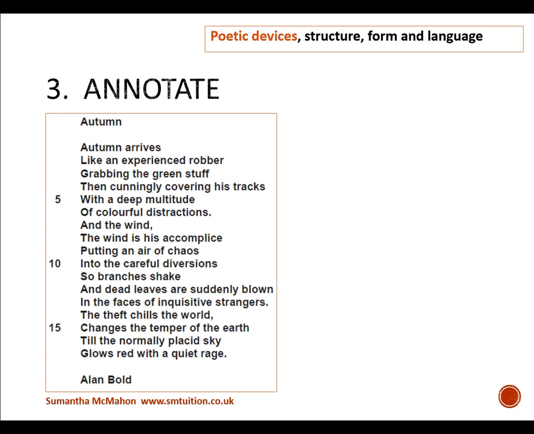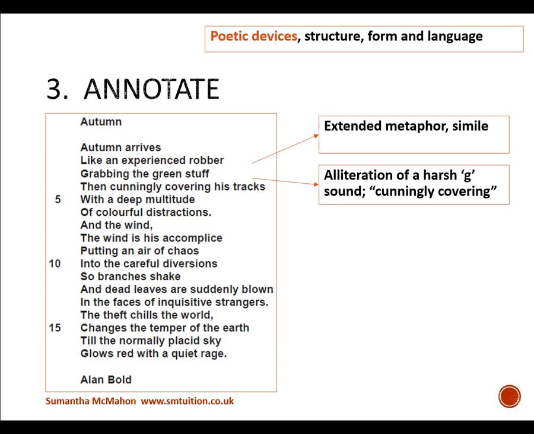Step 3 is to annotate the poem, and we're going to start by looking at the poetic devices. The poet uses a simile to compare autumn to an experienced robber. Since the language used in the rest of the poem continues this comparison, we could say that the robber is being used as an extended metaphor. We also notice some alliteration, and the repetition of the G and K sounds creates quite a harsh tone.